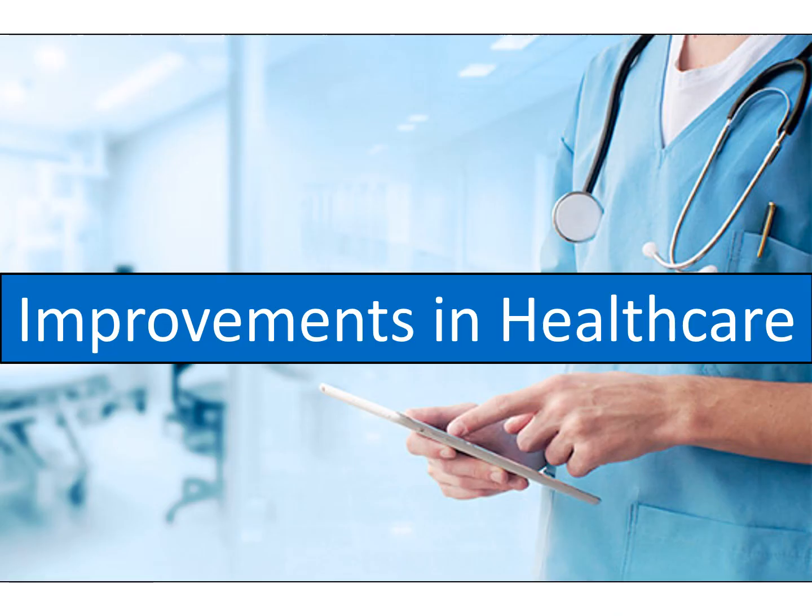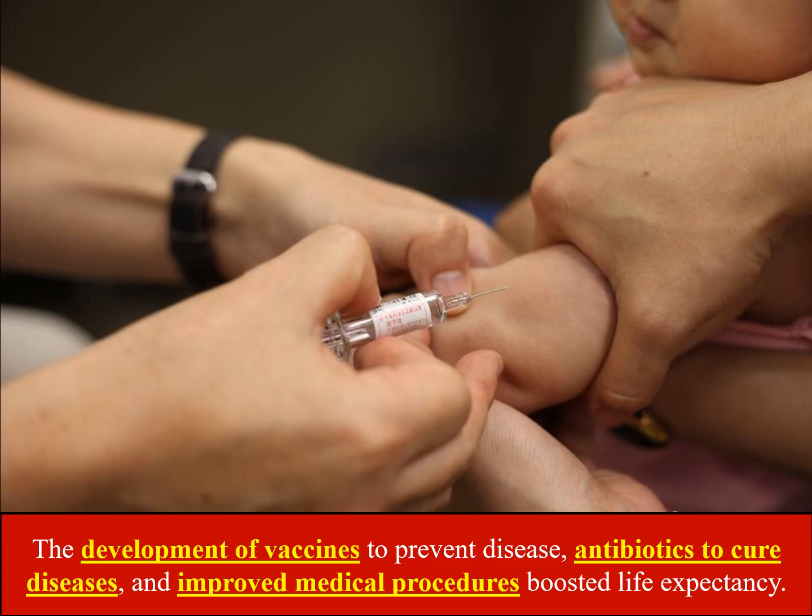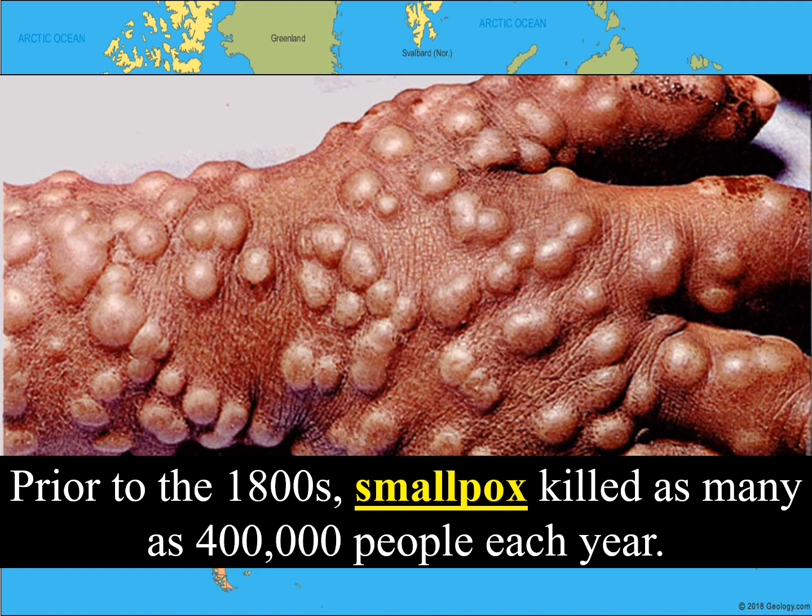Improvements in healthcare. Improved medical care coincided with improvements in food production and sanitation. And again, all of this is part of what we call the Industrial Revolution. The development of vaccines to prevent disease, antibiotics to cure disease, and improved medical procedures boosted life expectancy. Prior to the 1800s, smallpox killed as many as 400,000 people each year.